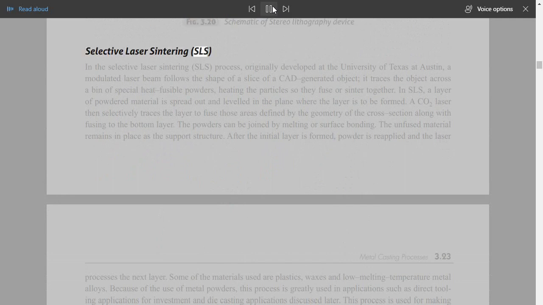Selective laser sintering, SLS. In the selective laser sintering process, originally developed at the University of Texas at Austin, a modulated laser beam follows the shape of a slice of a CAD-generated object. It traces the object across a bin of special heat-fusible powders, heating the particles so they fuse or sinter together. In SLS, a layer of powdered material is spread out and leveled in the plane where the layer is to be formed. A CO2 laser then selectively traces the layer to fuse those areas defined by the geometry of the cross-section, along with fusing to the bottom layer.